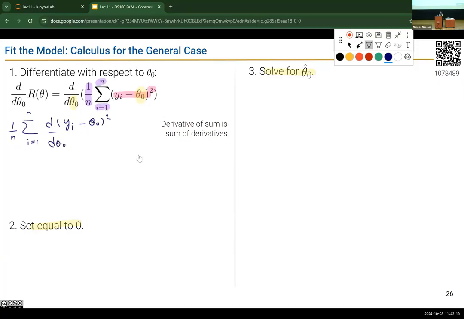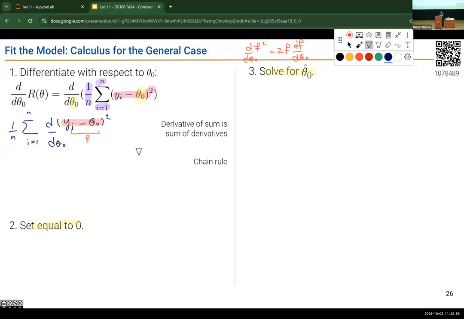Okay? So I'm going to show you one thing that I also showed you last time: if you think about yi minus theta 0 as function f, what I'm doing here is that I want to now take the derivative of this function f to the power of 2 with respect to theta 0. And I can use the chain rule in order to take this derivative. This is equal to 2 times function f times the derivative of function f with respect to theta 0, right? And I'm just going to go ahead and write this out and apply this chain rule.